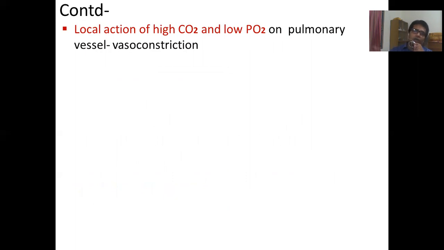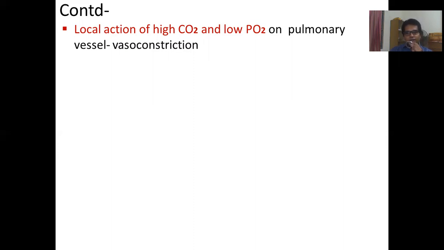You know, normally in the systemic circulation, hypoxia or raised carbon dioxide concentration will cause vasodilatation. But the effect is completely different here in the pulmonary circulation. That will cause vasoconstriction. This is called hypoxic vasoconstriction.